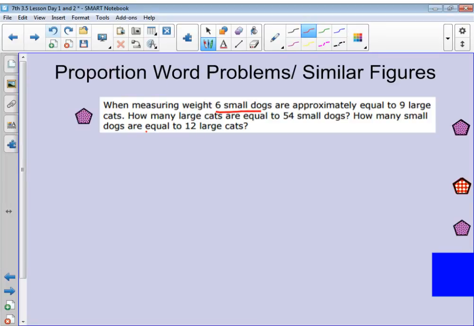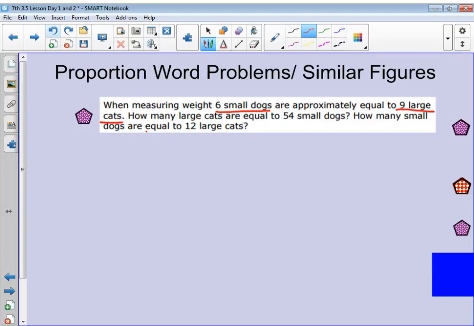So 6 small dogs, 9 large cats. How many large cats are equal to 54 small dogs? And then how many small dogs are equal to 12 large cats? Okay, so I'm going to start with the first part. And in my first sentence, it's giving me a ratio.